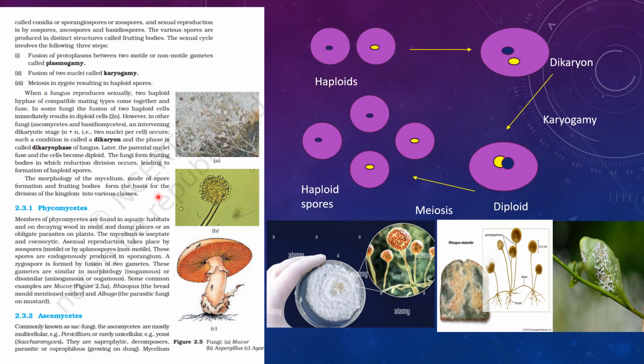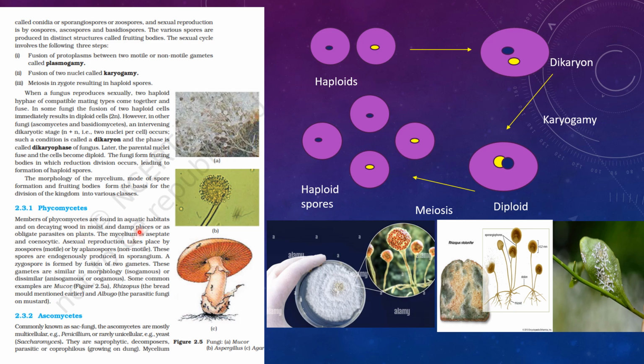Based on the morphology of the mycelia, mode of spore formation, and fruiting bodies, they have been divided into various classes. These include Phycomycetes, Ascomycetes, Deuteromycetes, and Basidiomycetes. So the first one is Phycomycetes.